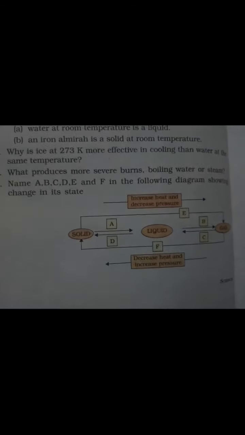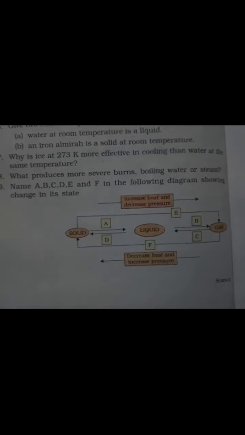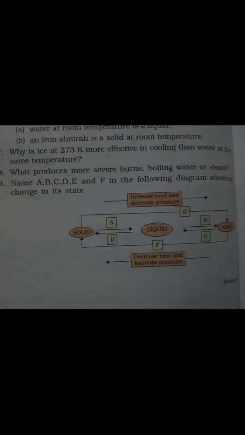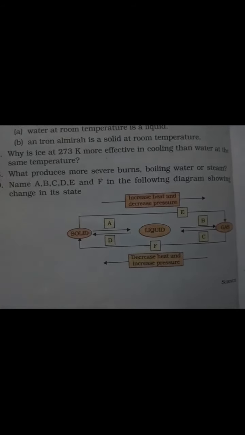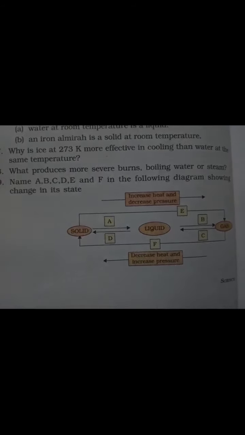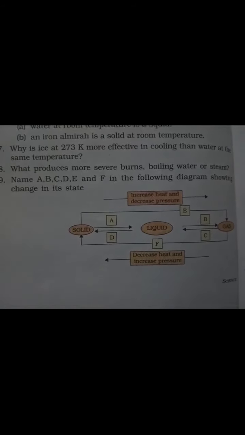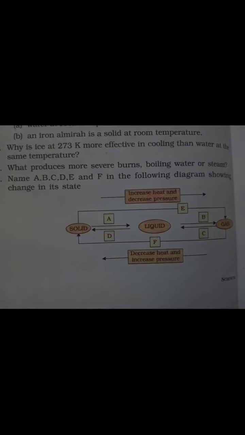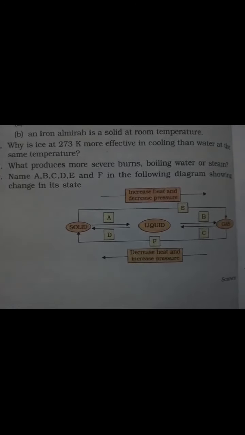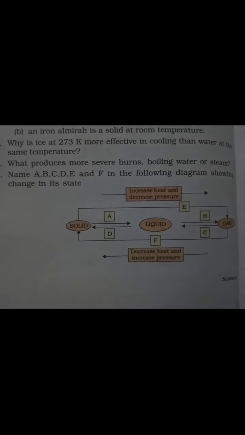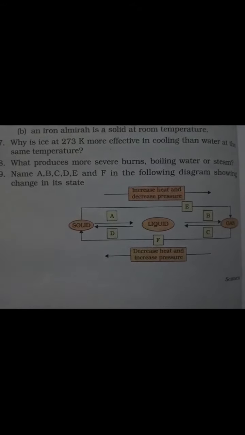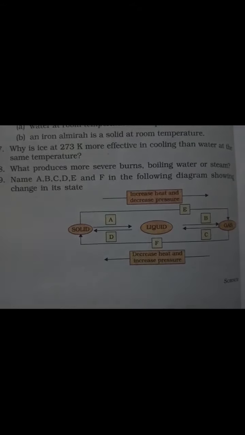In the last question, you have to write the names of processes which are denoted by the letters. What comes at A, B, C, D, E and F. And to get the answer, one diagram is given in the chapter. Go with that. Remember the processes that are called for the conversion from one state to another. You can get the answer for all these alphabetical letters.